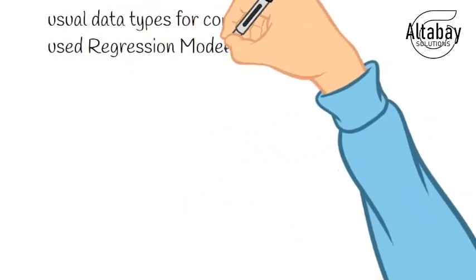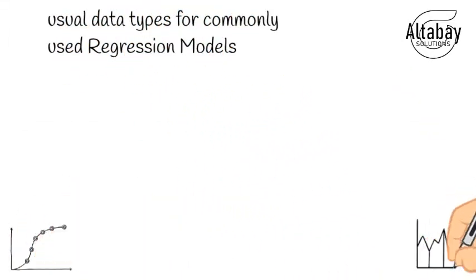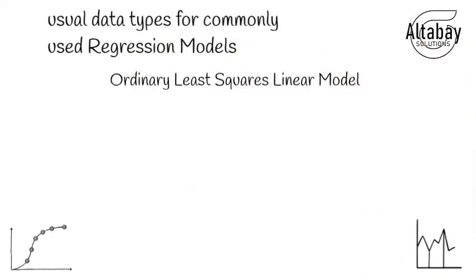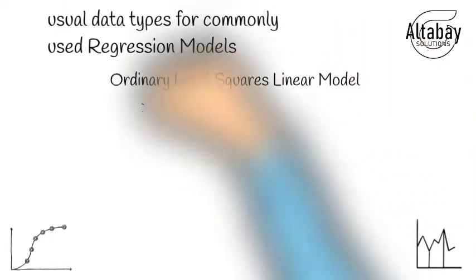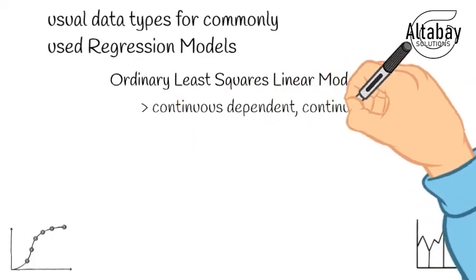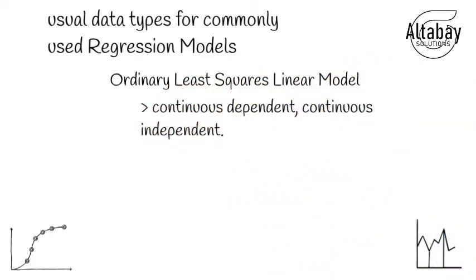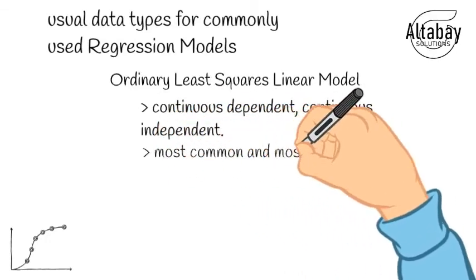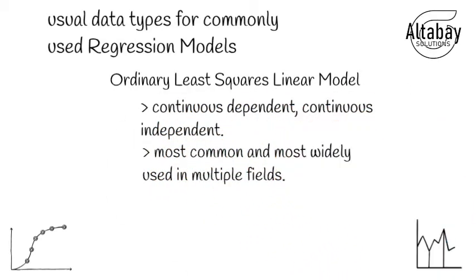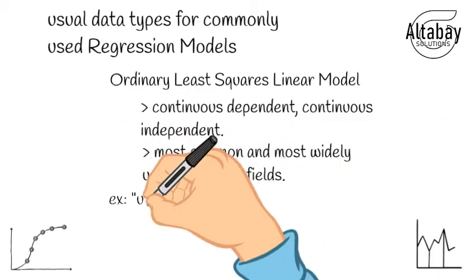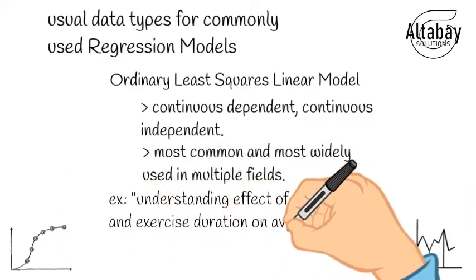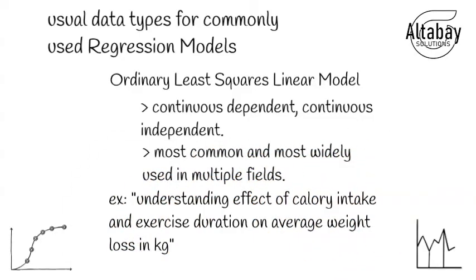First, we have the ordinary least squares linear regression, or OLS. It uses a continuous dependent and continuous independent variable, with the exceptions to few categorical variables like dummies. It's the most common and most widely used in multiple fields. For example, understanding the effect of calorie intake and exercise duration on average weight loss in kilograms.